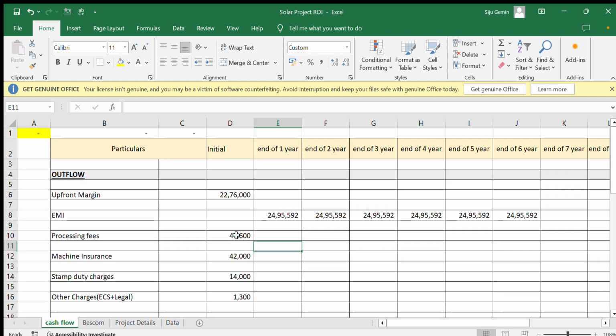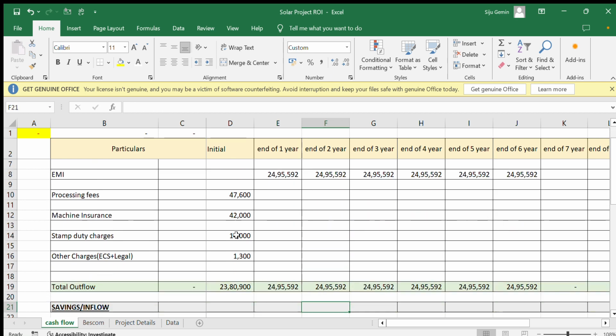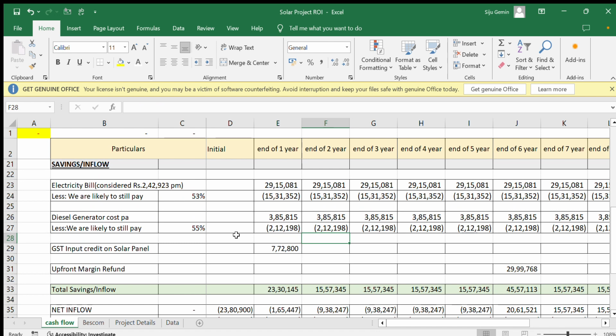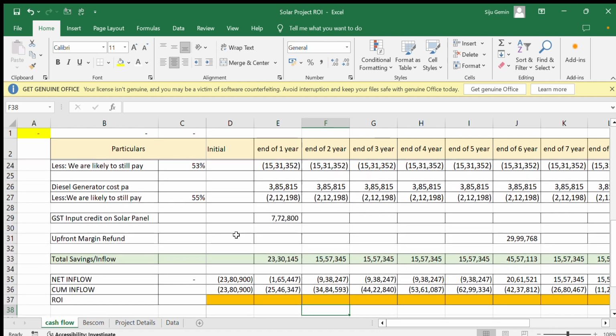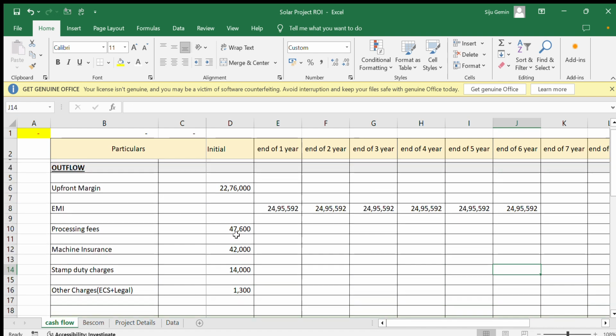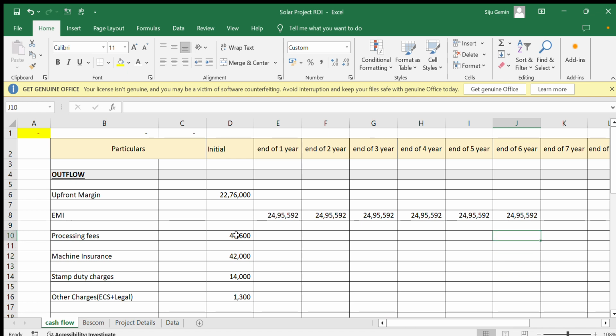Let's see what happens at the end of the next year. Again, we pay EMI. Here there is no input credit, so the net inflow is negative 9.38 lakhs. So cumulative net negative is 34.84 lakhs. So you can see 9.38 each year. So until the end of the sixth year, it is an EMI of 24.95 lakhs.